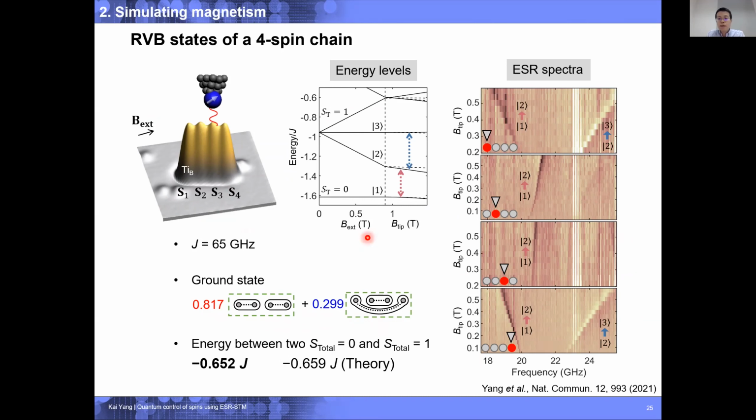To get more information about this four-spin chain, we measure the ESR spectrum at different atomic sites. As you can see here, for the transitions, for example transition 1 from state 1 to 2, the intensities differ depending on where we park the STM tip. From that, we can qualitatively understand the spin polarization of state 2 that is distributed among these four atomic spins.